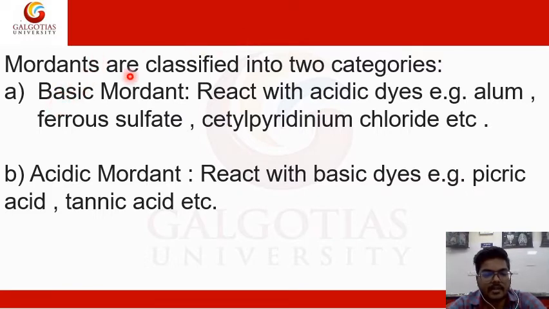Mordants are classified into two different categories. First is basic mordant, second is acidic mordant. What is a basic mordant? It reacts with acidic dyes, for example alum, ferrous sulfate, cetyl pyridinium chloride, etc. The second, acidic mordant, reacts with basic dyes, for example picric acid, tannic acid, etc. These are the two types of mordant which we use in the labs.